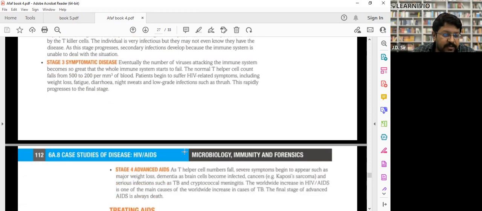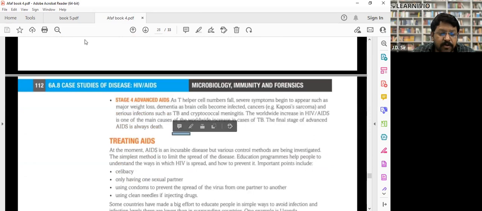Now, what is the advanced stage? The T helper cell number falls severely and symptoms begin to appear, such as major weight loss and dementia, as brain cells become infected. Dementia means brain cells become weaker. Cancer, Kaposi's sarcoma, we have discussed. And serious infections such as TB, cryptococcal meningitis. Meningitis means swelling of the brain membrane, right?